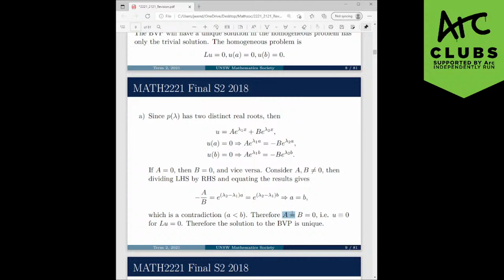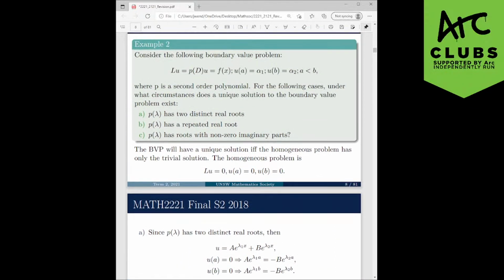So that means they both have to be equal to 0 here. Since you already proved if one of them is 0, it forces the other one to 0. And that means overall U has to equal the trivial solution. And if there's only the trivial solution to the homogeneous problem, then the solution to your BVP is unique.